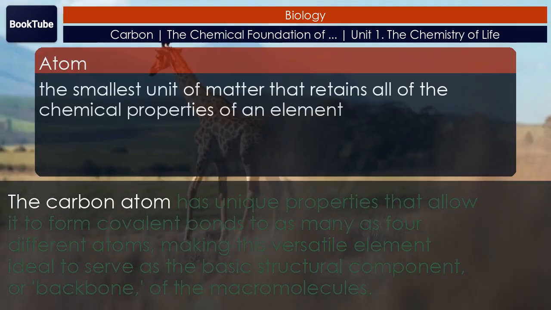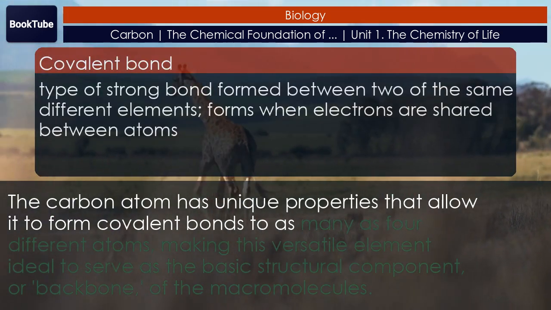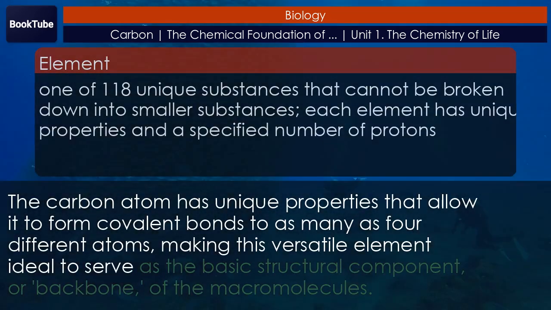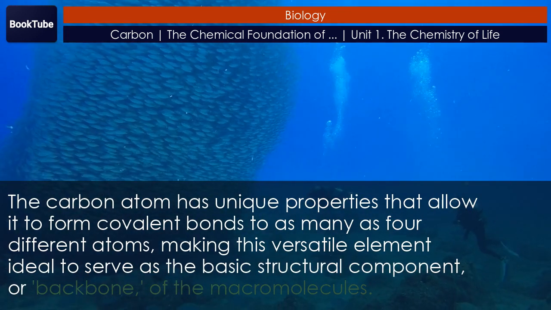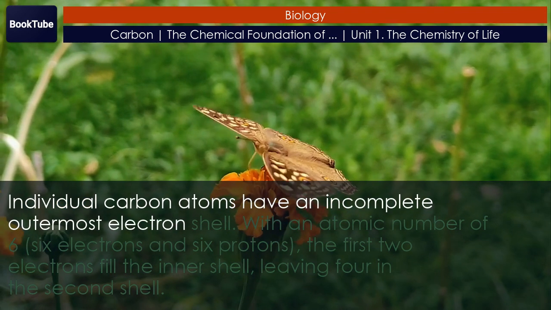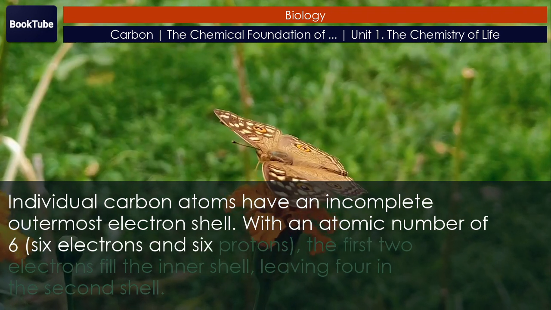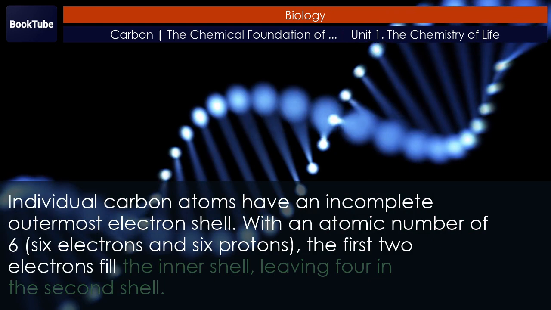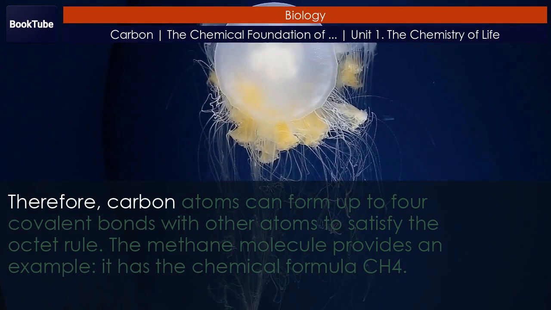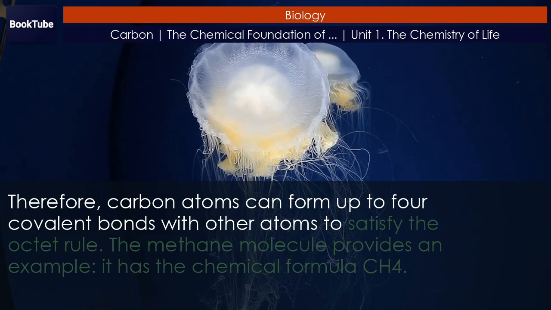The carbon atom has unique properties that allow it to form covalent bonds to as many as 4 different atoms, making this versatile element ideal to serve as the basic structural component, or backbone, of the macromolecules. Individual carbon atoms have an incomplete outermost electron shell, with an atomic number of 6: 6 electrons and 6 protons. The first 2 electrons fill the inner shell, leaving 4 in the second shell. Therefore, carbon atoms can form up to 4 covalent bonds with other atoms to satisfy the octet rule.